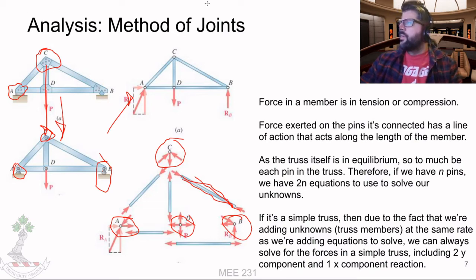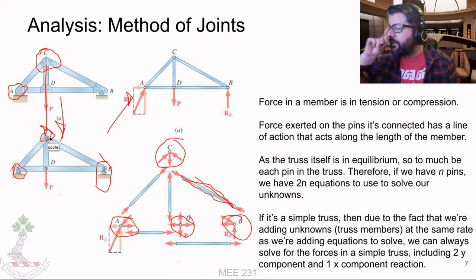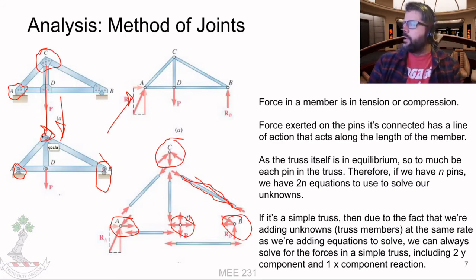So essentially, if we start with just a triangle, and we know that based upon that we are able to solve our equilibrium conditions for that triangle, because the number of unknowns that we have is going to be essentially equal to the number of equations that we have.